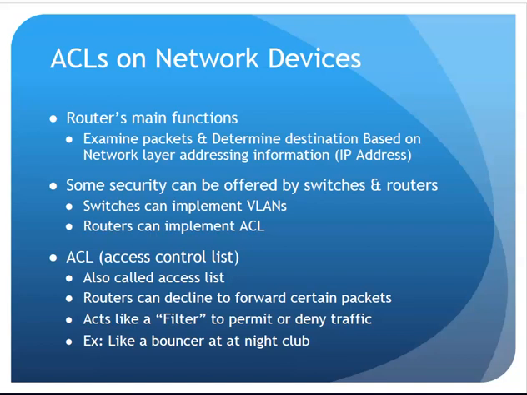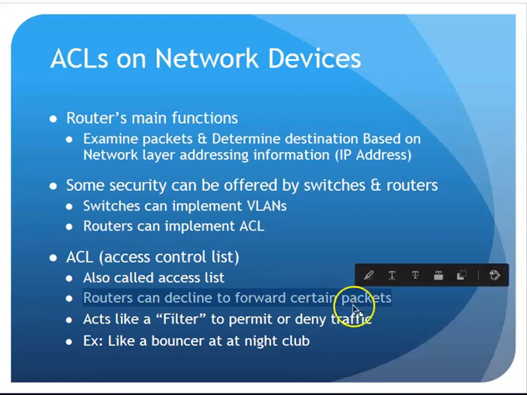One of the first ones they tackle in this chapter is access lists, ACLs, access control lists on network devices. Our router's main function is to examine packets and route them to where they need to be based on IP address. Some security can be offered by our switches and routers. If we think back to when we did VLANs early on, that is a level of security that switches can offer. Well, routers can offer a level of security through ACLs, access control lists.